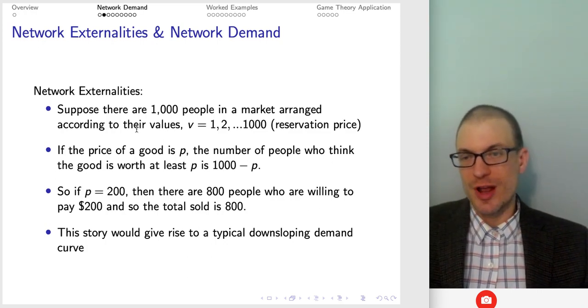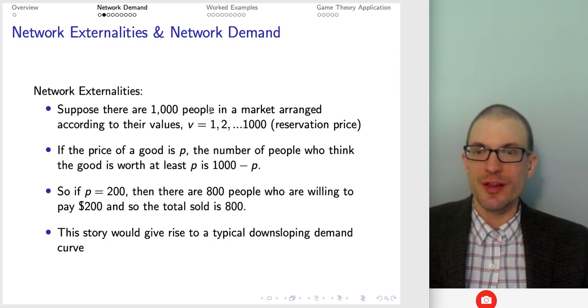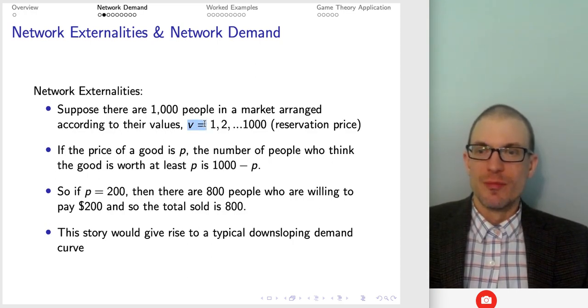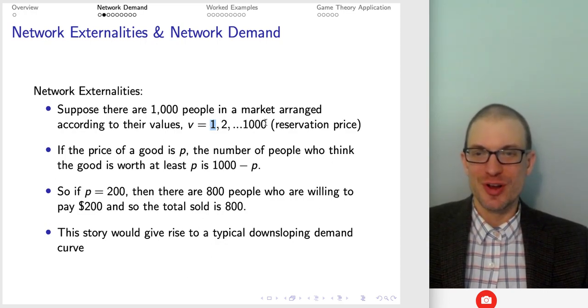All right, so here's our setup, beginning with a standard downward sloping demand curve and building to our quadratic demand. Suppose we've got 1,000 people in a market arranged according to their valuations. So your order in the distribution is just your reservation price. The first person has a reservation price of 1, and the last person has a reservation price of 1,000. They're the one who's got the highest willingness to pay.